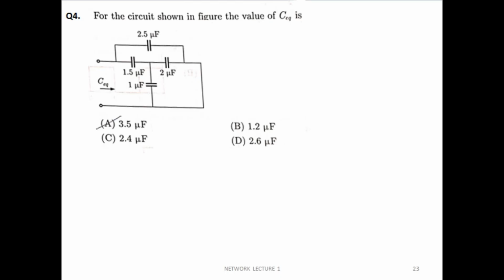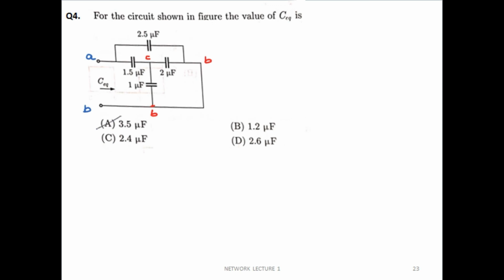Now for the circuit shown in the figure, we have to find out the value of C equivalent. Suppose this is terminal A and this is terminal B. Okay, so अगर ये B terminal है, so this will also be B terminal because there is no drop. Now this will be some other terminal, like suppose C. So now this 2 microfarad capacitor is connected between terminal B and C. Similarly, this 1 microfarad capacitor is connected between terminal B and C.